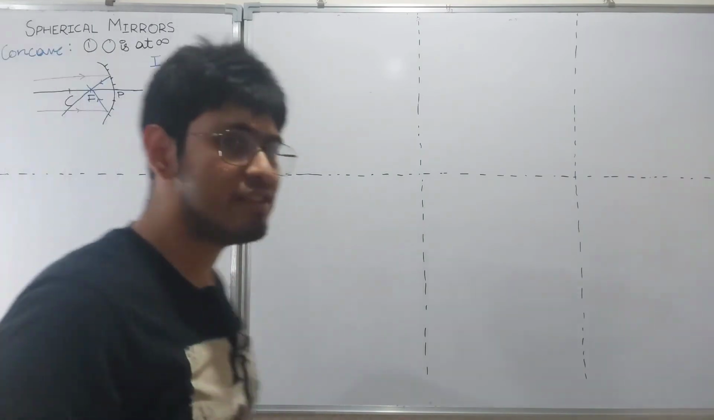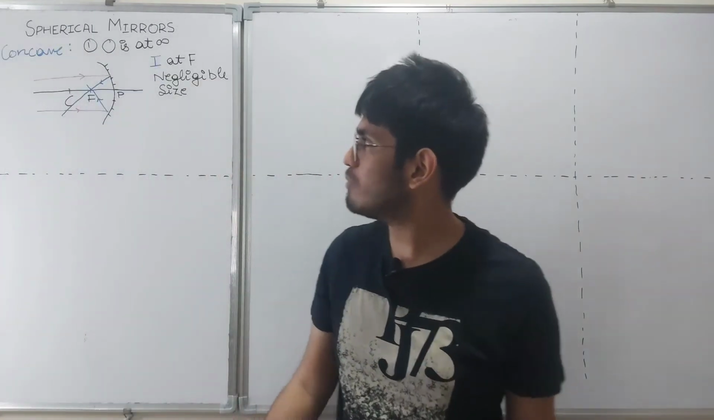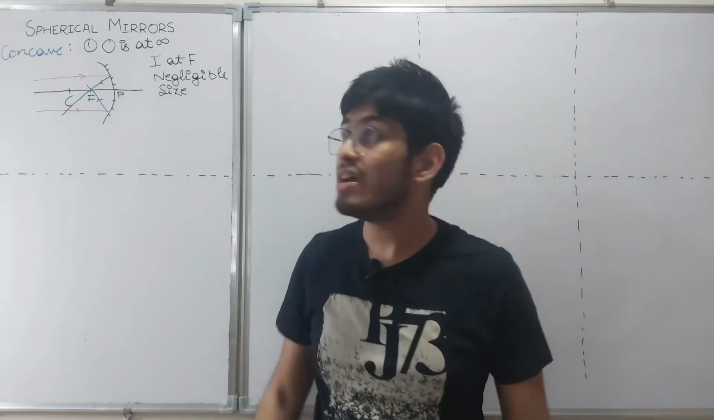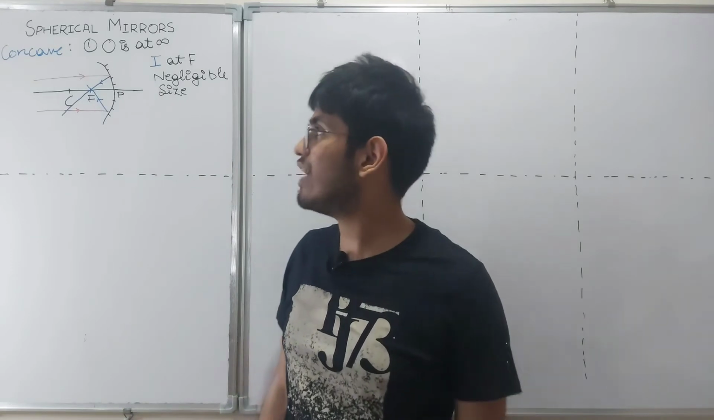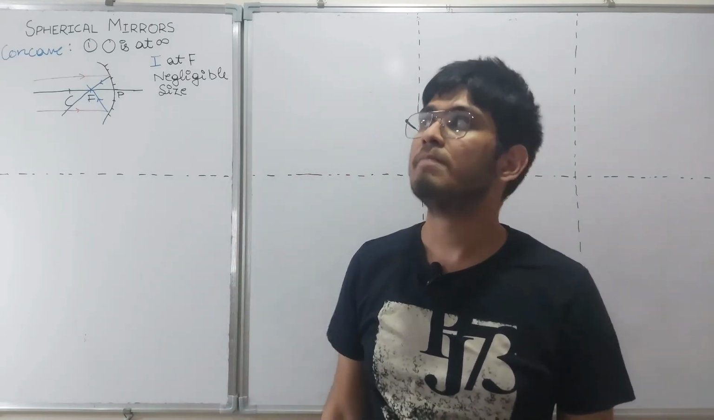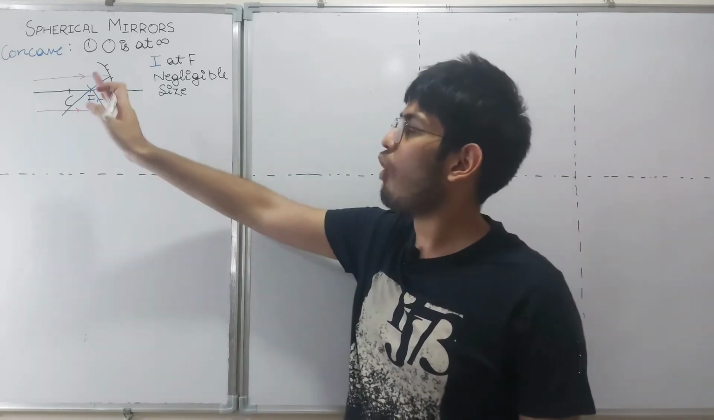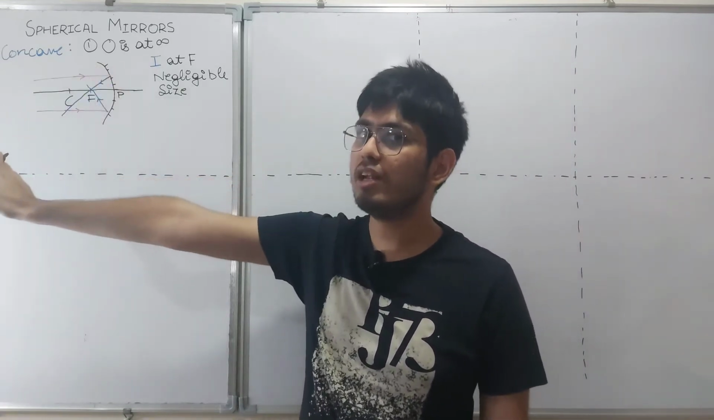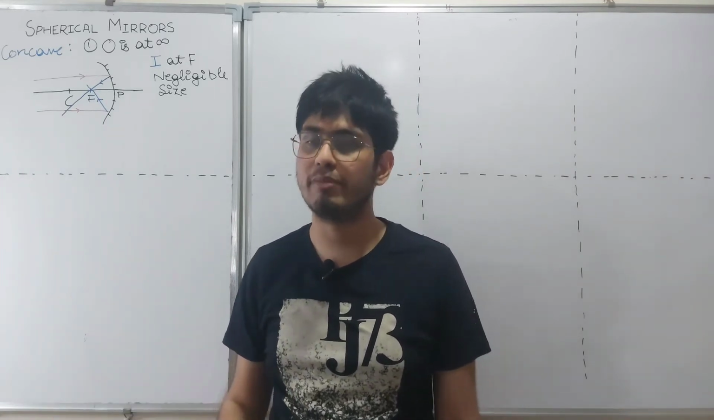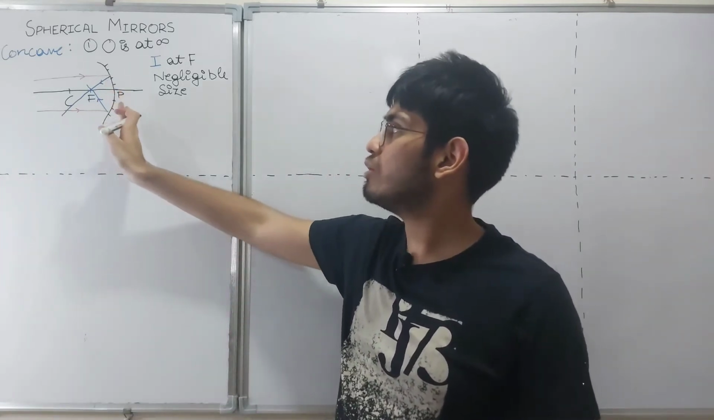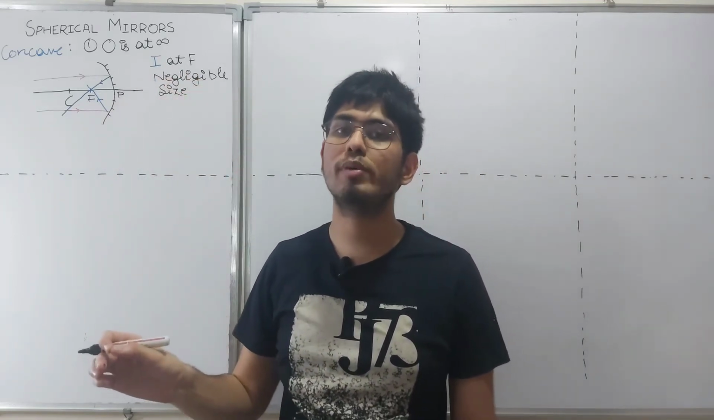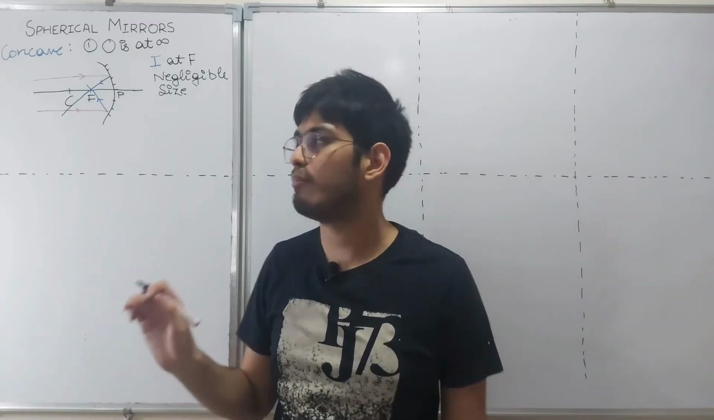But Ayush, how can you tell that the image is real and inverted? How is it possible? Here the image is formed at the focus. We are not able to look towards the image, neither towards the object. How can you say that the image will be real and inverted? See, the image which is formed to the left of the mirror is always going to be a real and inverted image. The image which is going to be formed on the right hand side of the mirror is always going to be a virtual and erect image.